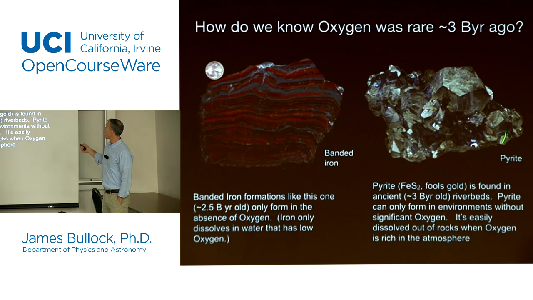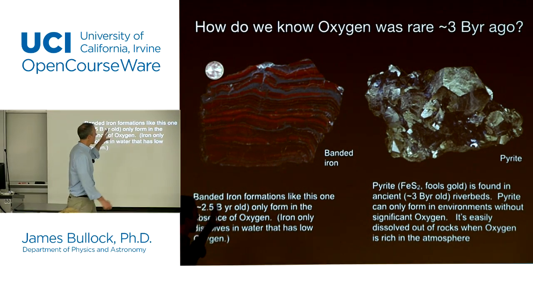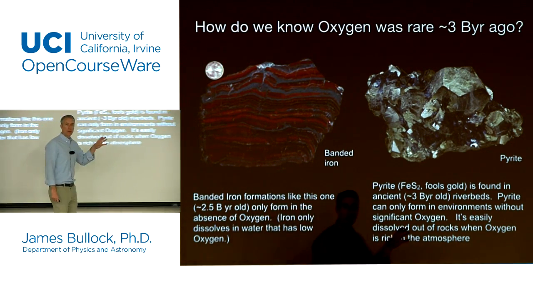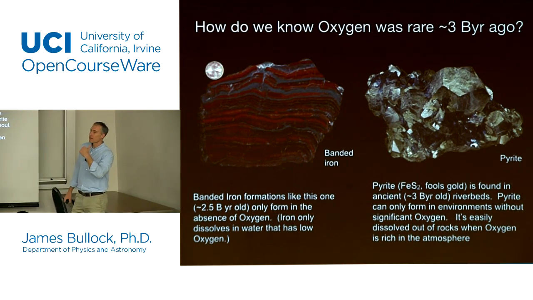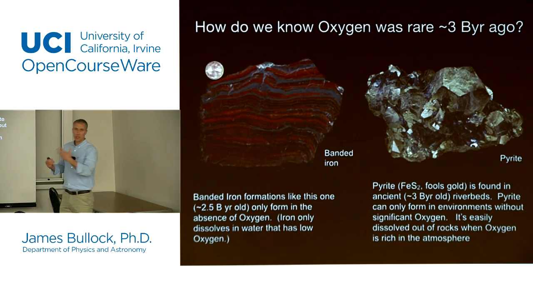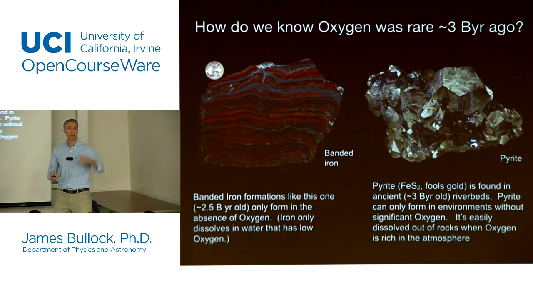Here's another example. This is pyrite, otherwise known as fool's gold. Okay? You see fool's gold in ancient riverbeds, again, that are billions of years old. This stuff does not form in environments with significant oxygen. And also, it's easily dissolved out of rocks if it's in an atmosphere that's oxygen-rich. So just the fact that you see this stuff, you know that you couldn't have chemically made this kind of stuff if you had an oxygen-rich atmosphere. So it's things like this that allow chemists and geologists to put together this picture that oxygen seemed to be pretty rare. You build up this story.